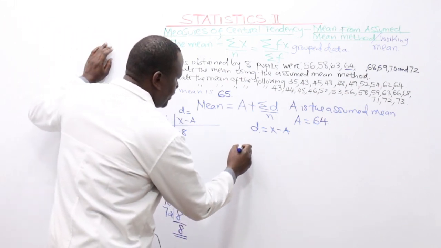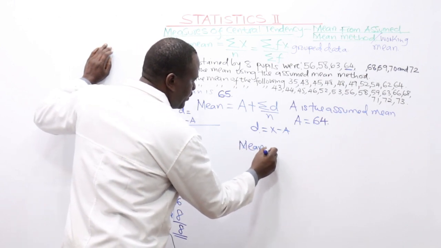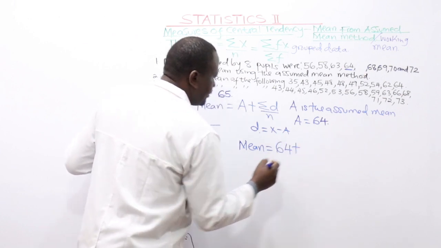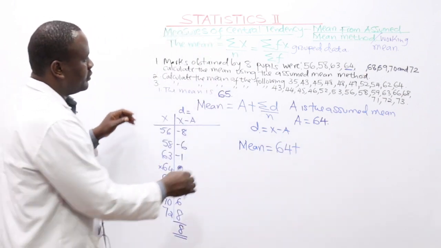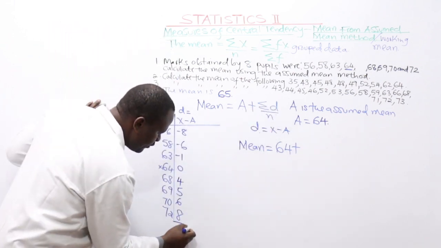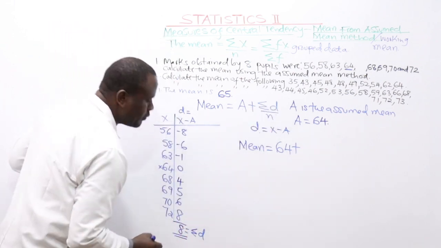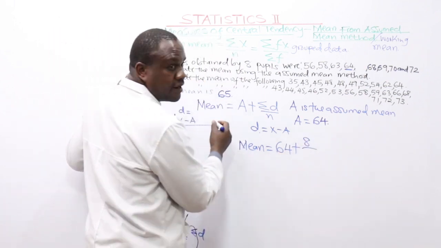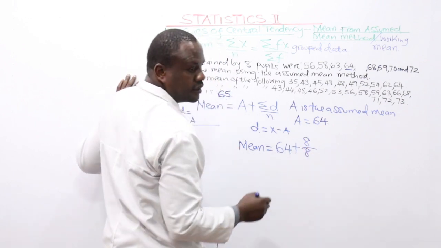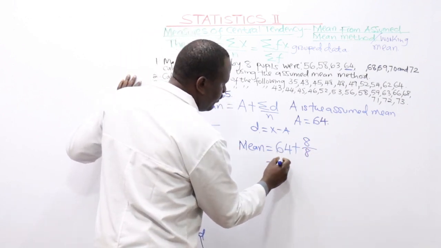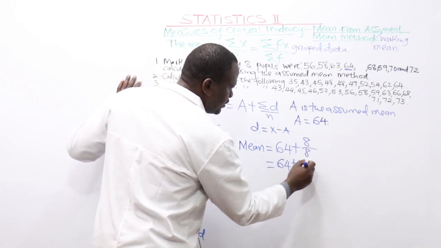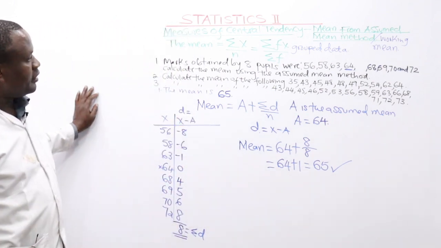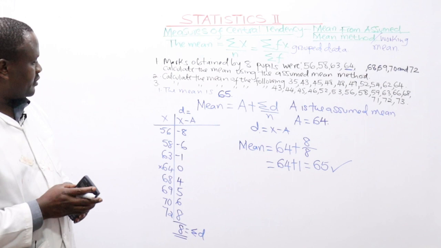The mean will be 64 plus summation of D. This is summation of D, that is 8, over the number, which is 8. So the mean will be 64 plus 1, which is 65. And that is the mean that we got when we add all those and divide by 8.